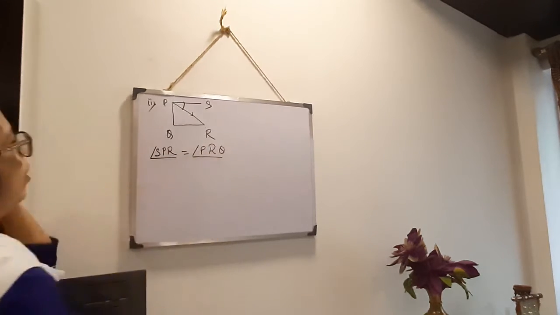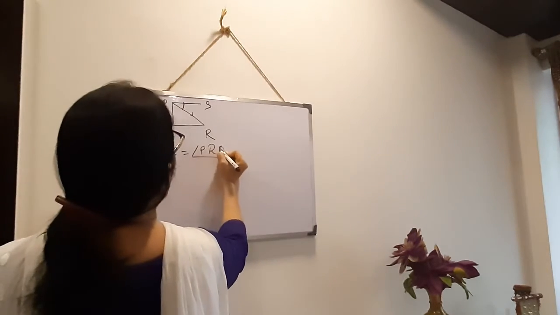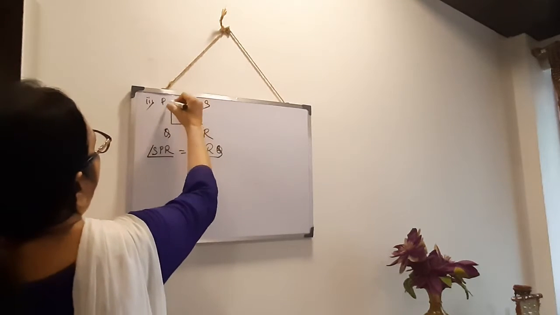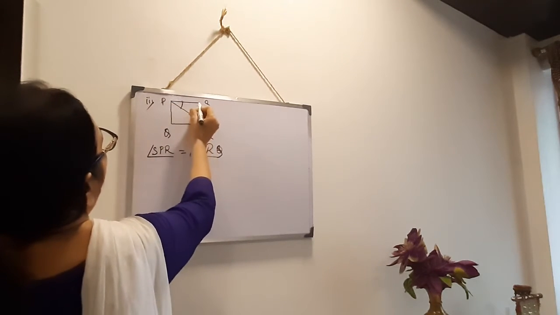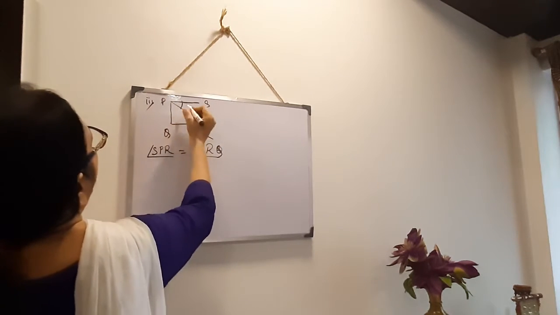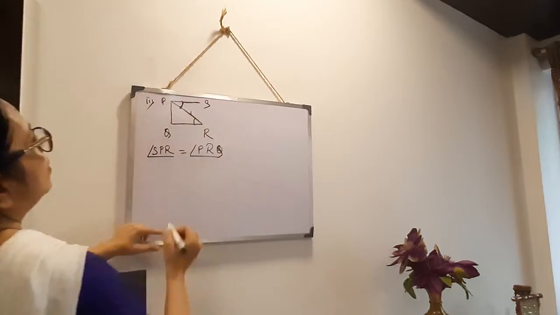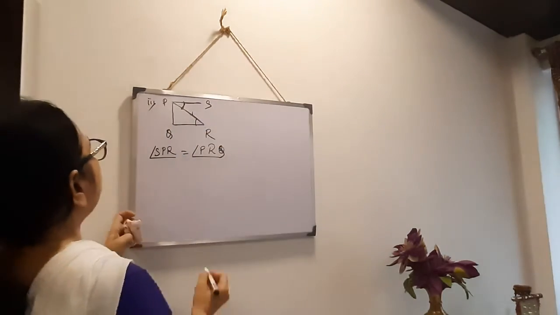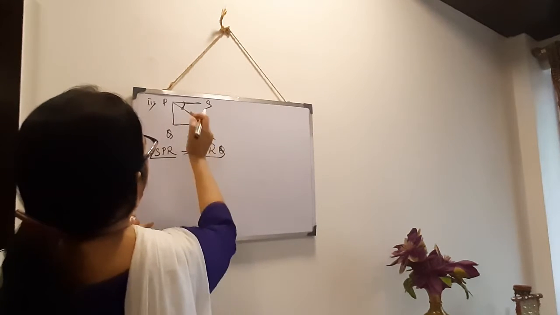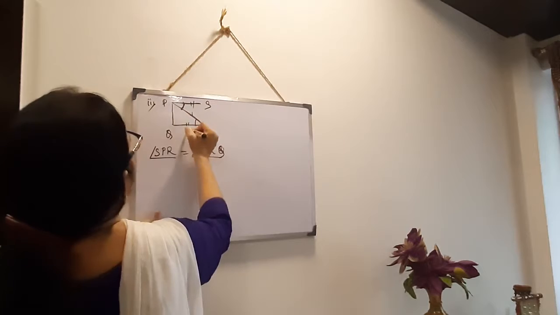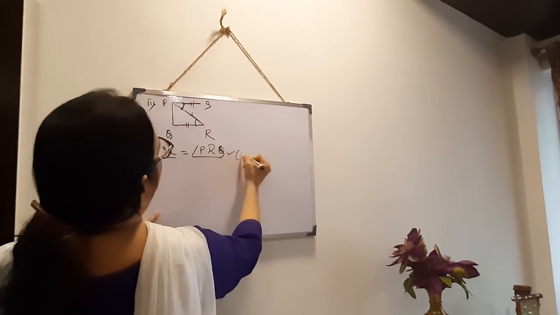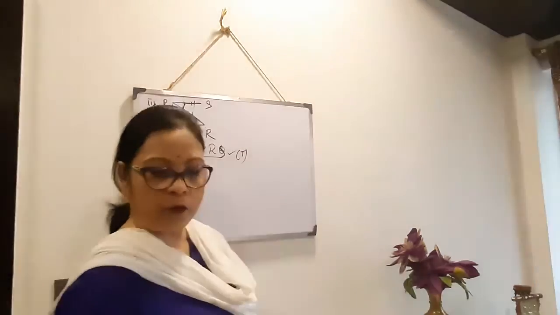Now I have told you in a previous sum that if this line and this line are parallel and this is the transversal, so you imagine this Z here, then what are you getting? This angle and this angle are called alternate angles, and you know the measurements of alternate angles are always equal. So from this diagram we can say yes, SPR equals PRQ. It is true. Clear?